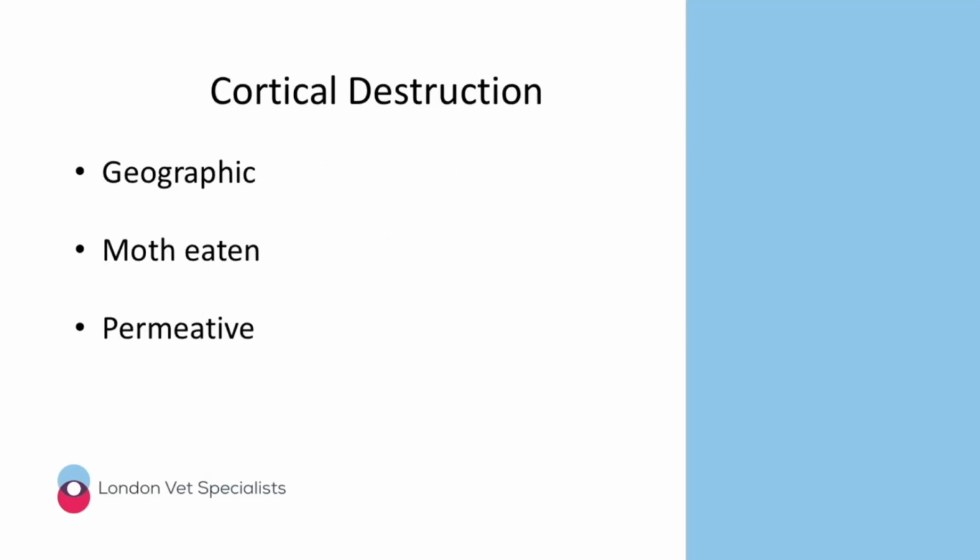So let's start by having a little look at cortical destruction and think about how we can classify it in a little bit more detail. If you see cortical destruction, there are a couple of different ways that it can be described. When we talk about cortical destruction, we tend to talk about bone lysis, so loss of bone. And that loss of bone can be described as either geographic, moth-eaten, or permeative. So let's take a look at some examples and discuss the differences between these different sorts of lysis.